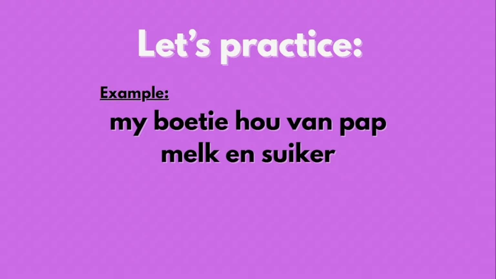But one thing that should be blaringly obvious is that there's no full stop and there is no capital letter, and you need to scrutinize the sentence a little better to see what else is missing. In this case, it's a comma, because it says my boetie hou van pap, melk and suiker. You mentioned 3 items, but there's only one and. Pap and milk are not together. A list of things is being mentioned, so that's how you know you need a comma to break them apart.